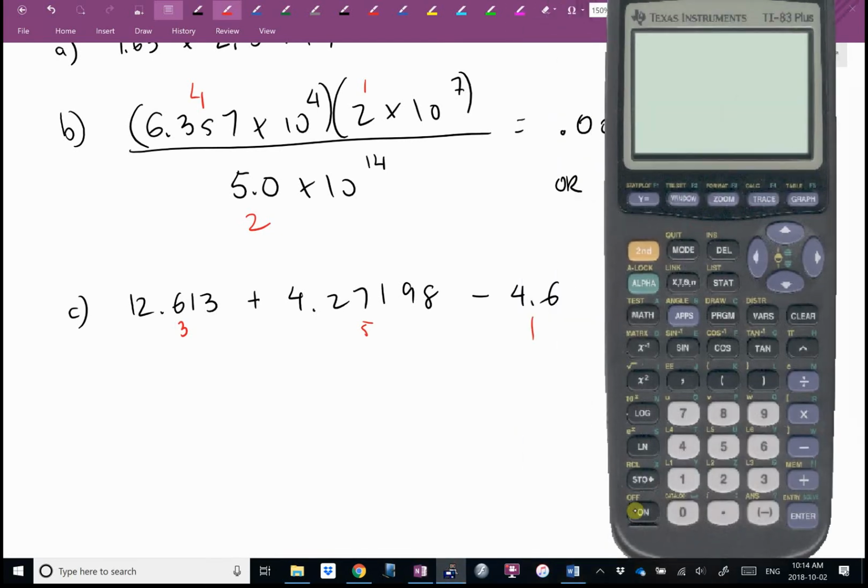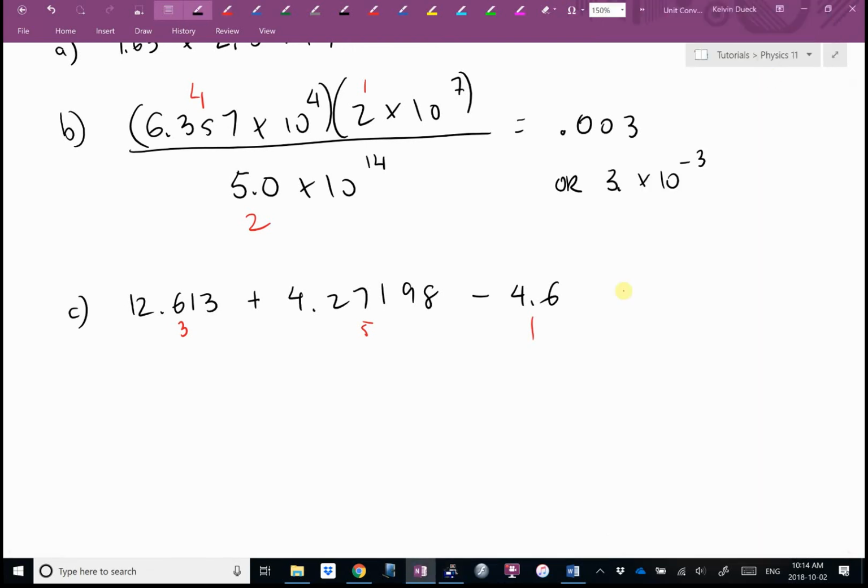Again, I type this into my calculator as is. 12.613 plus 4.27198 take away 4.6. I'm going to round to 1 decimal place, which is going to be, is that 2 going to stay a 2 or become a 3? So the final answer is 12.3, and I want you to notice how many sig figs does 12.3 have, which doesn't show up anywhere. There's no 3 sig figs in the original question. Adding and subtracting, it isn't sig figs, it's decimal places.